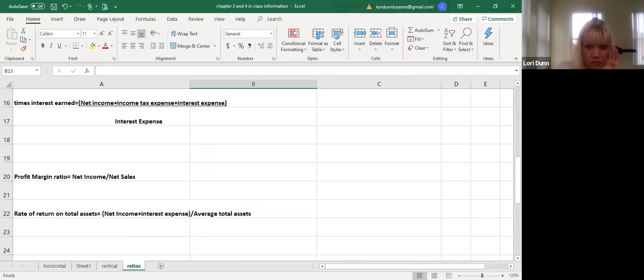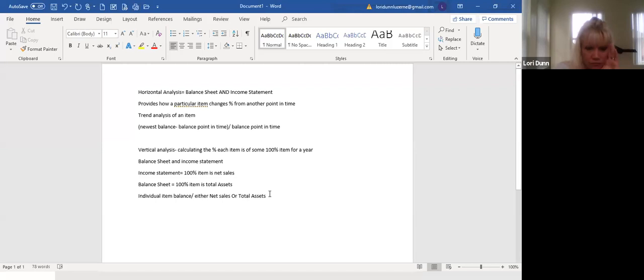Okay, what I'm going to do, I think, is come back to Word, and I want to talk about a few more of the ratios that are covered in those chapters in 3 and 4, but also are important for this project.